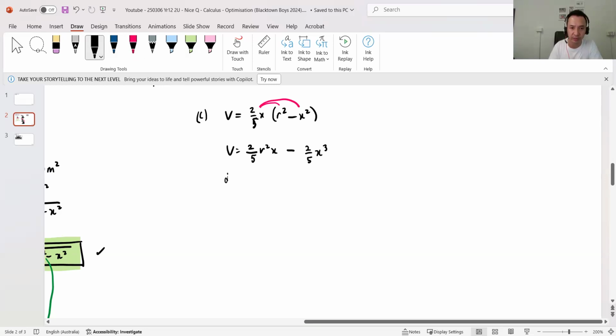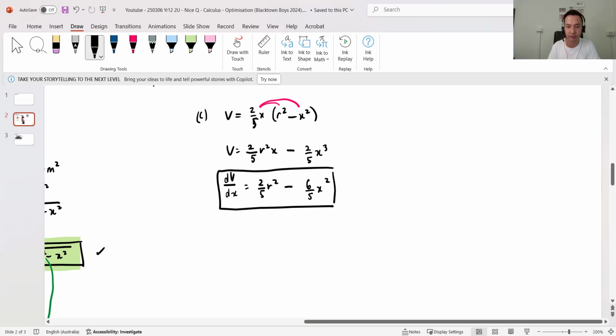Yeah, so then dV over dx, bring down, not even bring down the 2, because I'm differentiating with respect to x, and that's that. Bring down the 3, is that right? Let me just check. Bring down the 3, yeah? So it becomes like 6 on 5 x squared, and that's my derivative. Now, I'm gonna set that to 0 so I can solve. So 6 on 5 x squared equals 2 on 5 r squared, times it all by 5 divided by 6, because I think it's like r squared on 3.